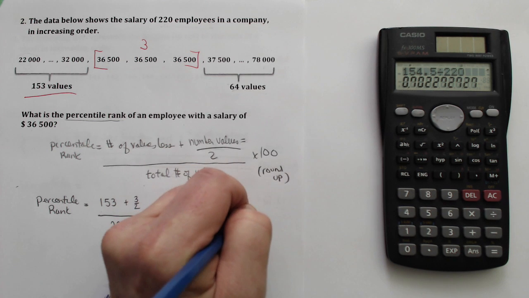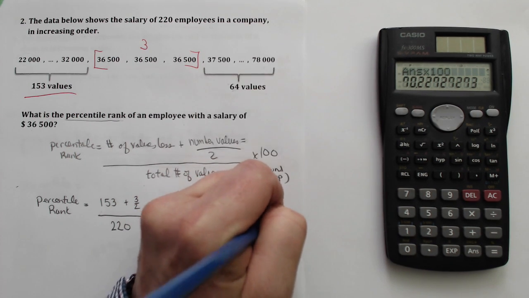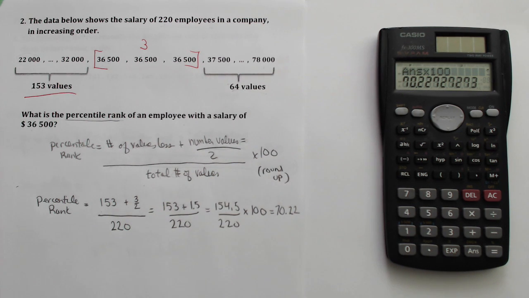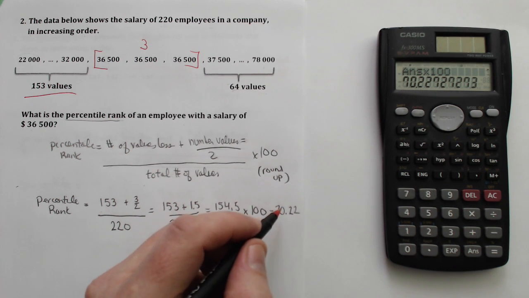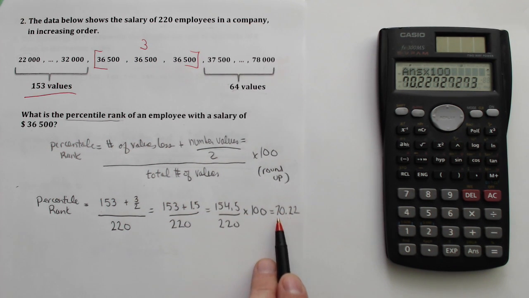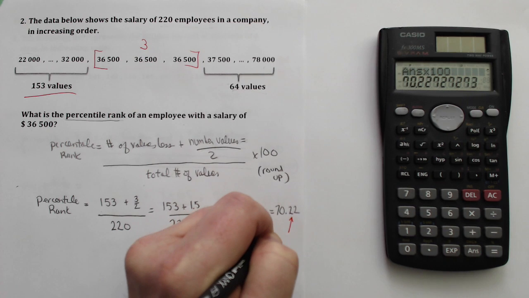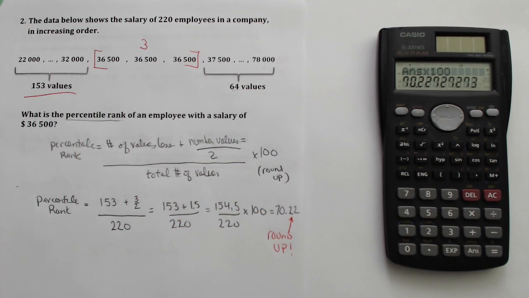Now, remember, at the end, we have to multiply it by 100. Hit that equals. And now we get this number over here, 70.22 something or other. And I know that the temptation for a lot of you, the way you've been taught and properly to round, is to say, okay, well, 70.2, we're going to round that off to 70 if we're keeping just the whole number. But in percentile, we are going to take any single decimal, and we are always going to round up. So that 70.22 is going to get rounded up to the next whole number here.